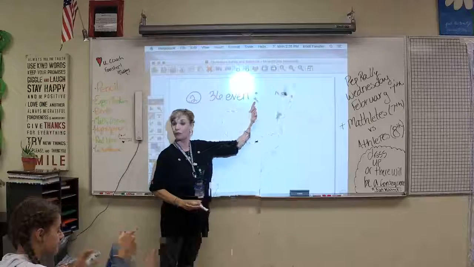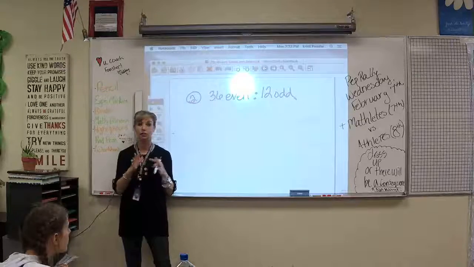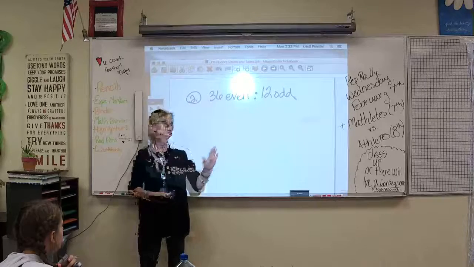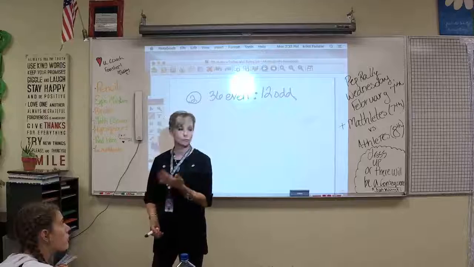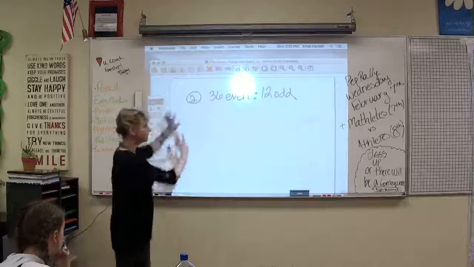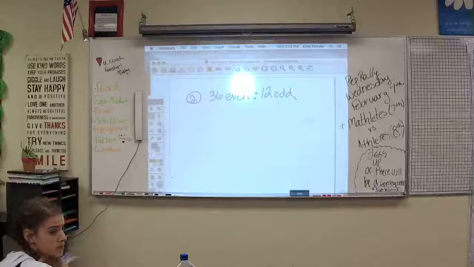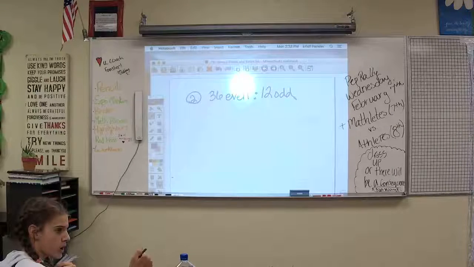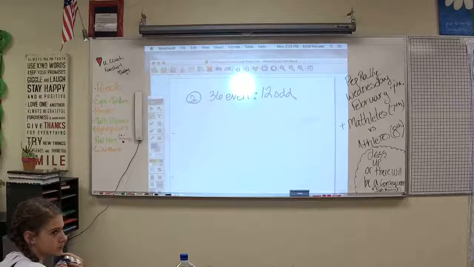Symbol. 12 odd. Okay, here's where I'm kind of picky. So set it up in words or symbols. You can use abbreviations. So another look at bringing this: even and odd. So when I say set them up in words, you do not have to write out even and odd.